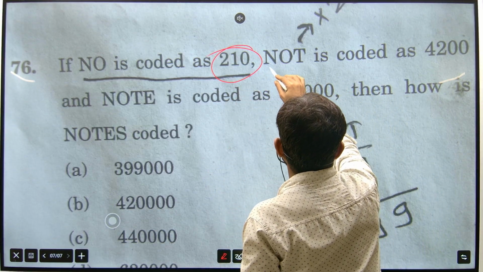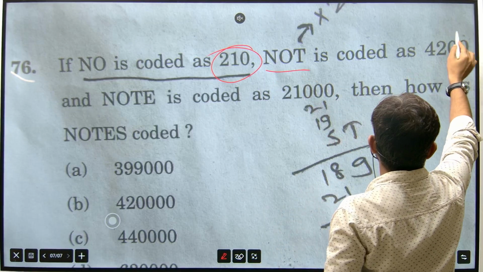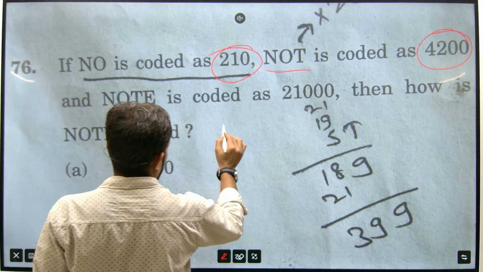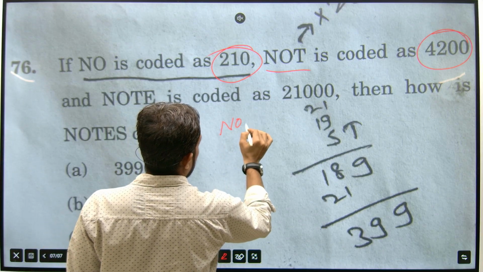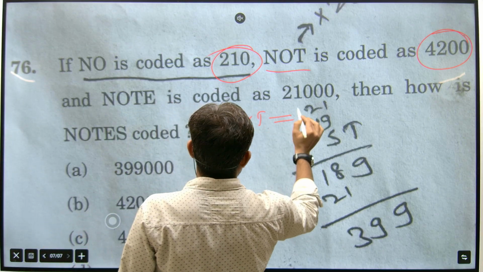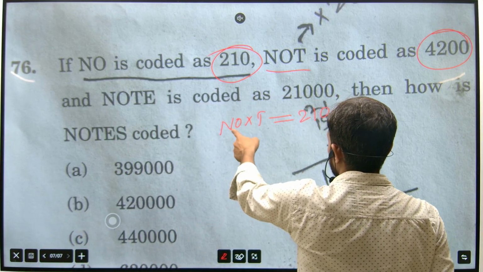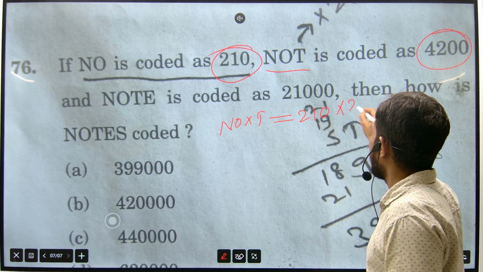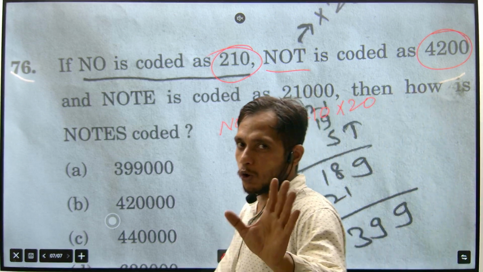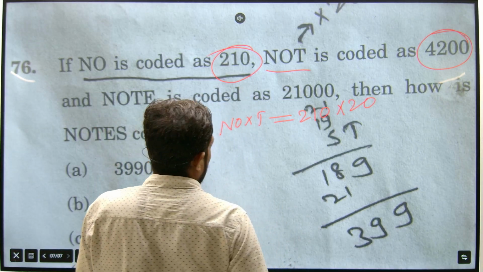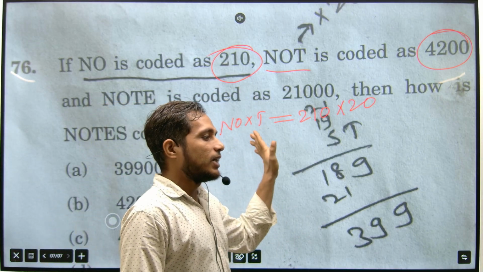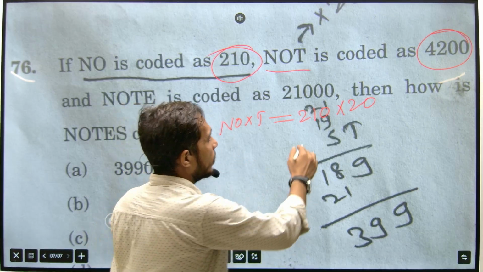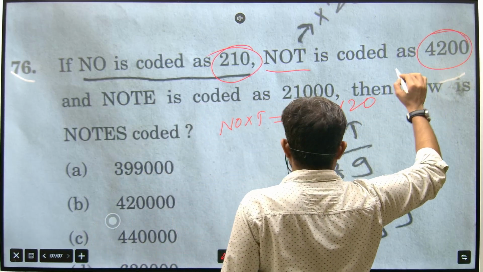But in the second case, we see that NOT is coded as 4200. Means if NO into T, we get what? 210. This is the code of NO, and the value of T in the alphabet is equal to what? 20. So we have just caught what code he tried to write here. Okay, so now, 210 into 20 we will get 4200.